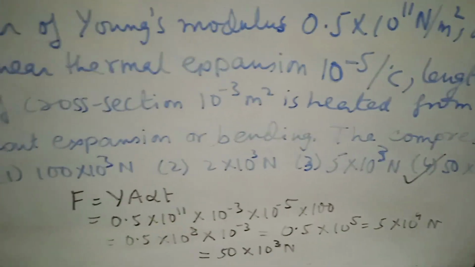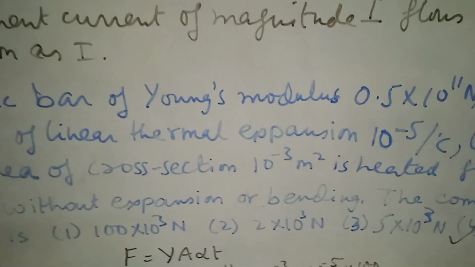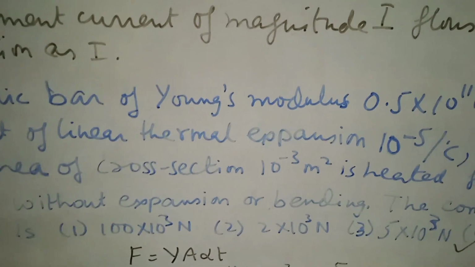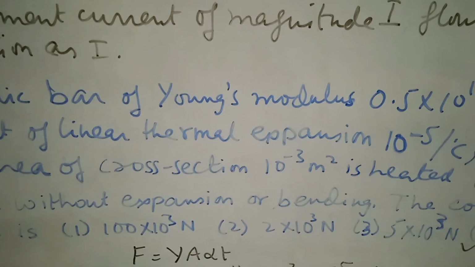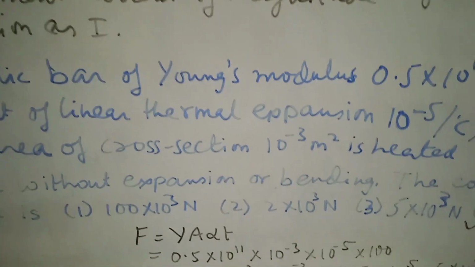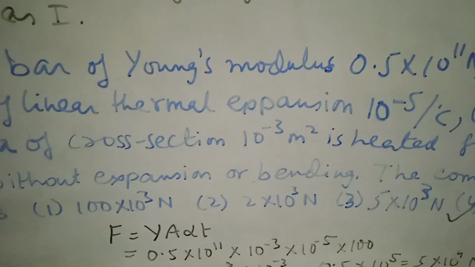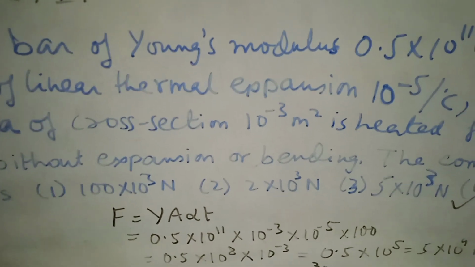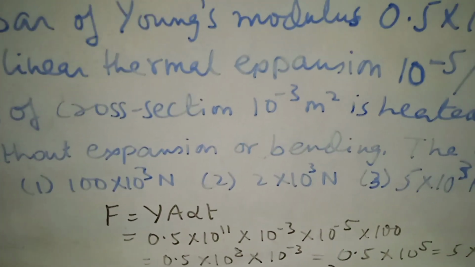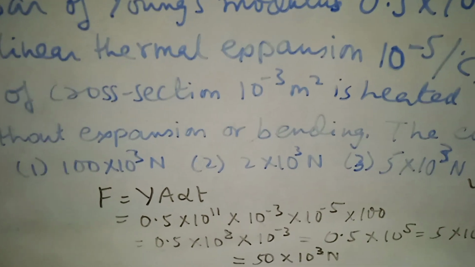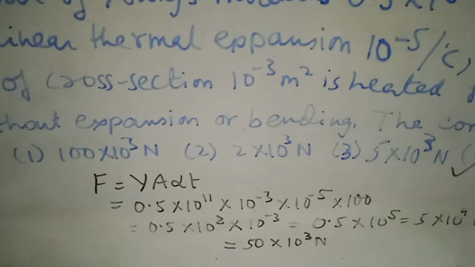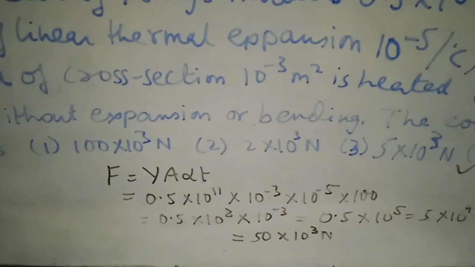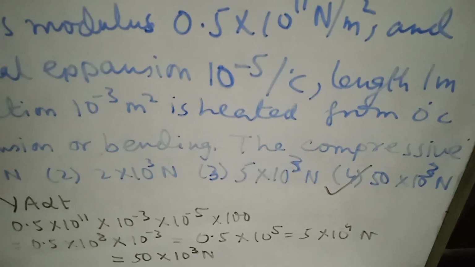As we know, there is a formula F = YAαΔT, that is, compressive force equals Young's modulus times area times coefficient of thermal expansion times temperature difference. So Y is 0.5 × 10^11, times 10^-3, times 10^-5, times 100. 10^11 times 10^-3 is 10^8. So 0.5 × 10^8 × 10^-5 × 100 is 10^-3 overall. So that is 0.5 × 10^5, which gives you 5 × 10^4, that is 50 × 10^3 newton. So option number 4 is correct.